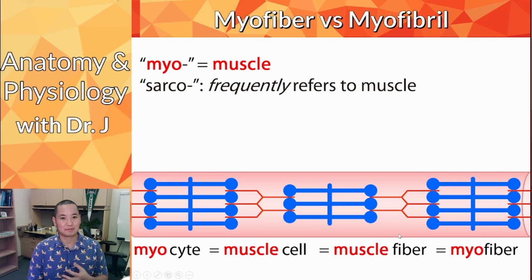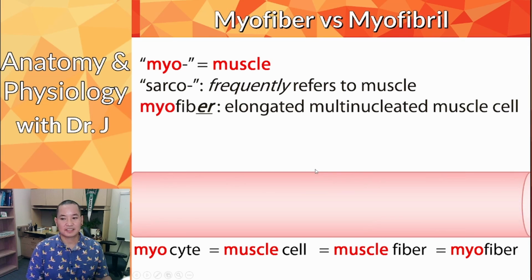I might use these interchangeably, but in the literature, in terms of skeletal muscle, these all refer to the same thing. Now, a myofiber is an elongated muscle cell, and is what we call multinucleated. Nucleus here refers to a cell nucleus. So this is one cell, but it has multiple nucleuses, or actually the correct plural is nuclei. There are multiple nuclei in the same cell, and I'll get to how that happens shortly.